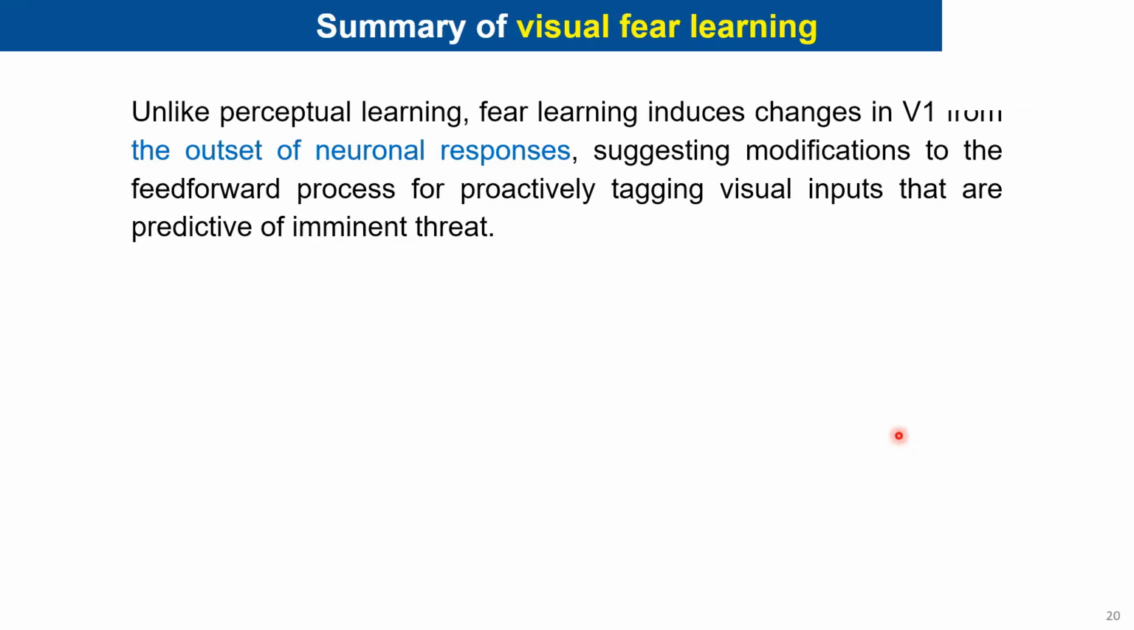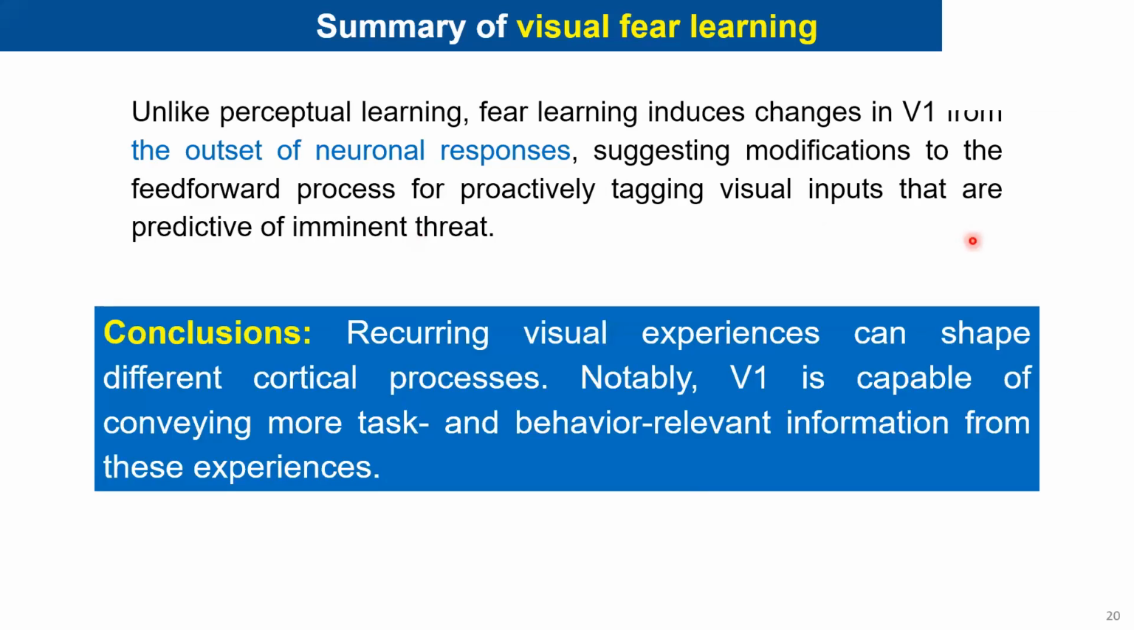So the summary of the field learning: unlike perceptual learning, field learning induces changes in V1 from the outset of neural responses, suggesting modifications to the feedforward process for proactively tagging their inputs that are predictive of imminent threat. So to conclude, recurring real experience can shape different cortical processes. Notably, V1 is capable of conveying multiple task and behavior relevant information from these experiences.